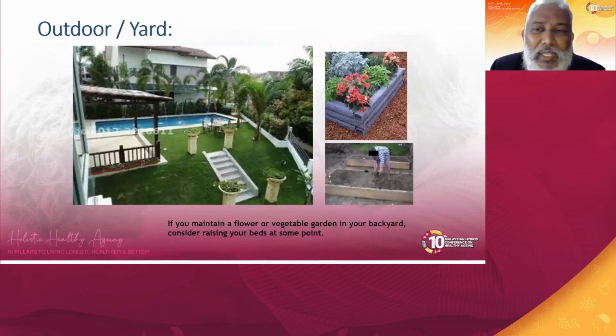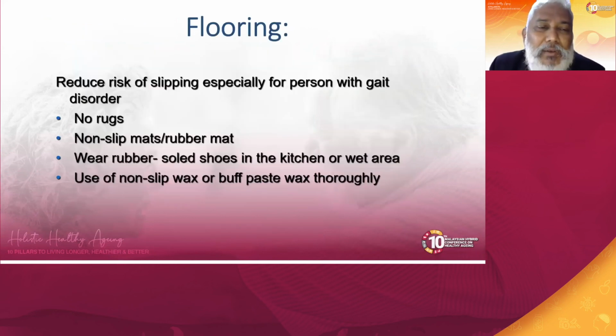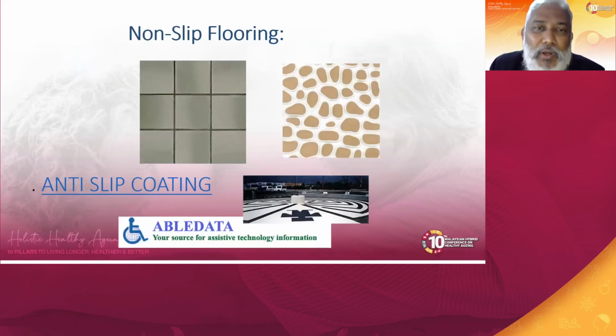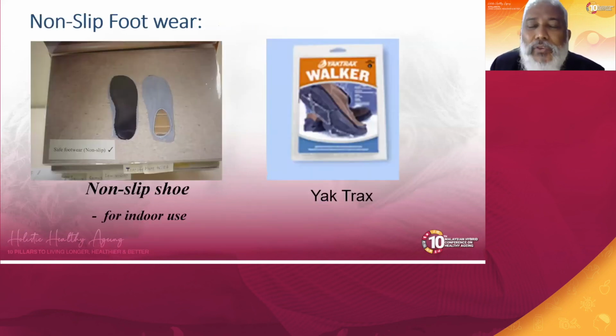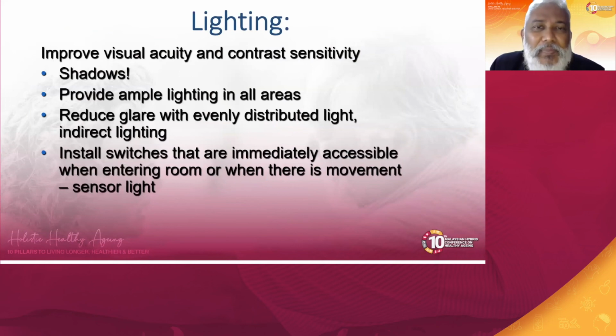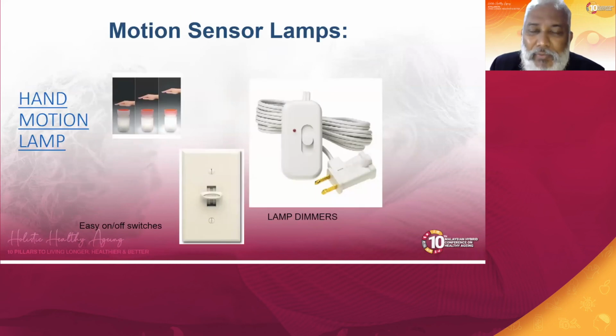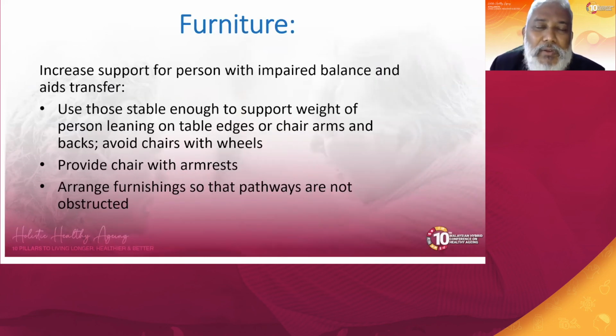Not only the indoors, we need to talk about outdoors also, the outdoor safety, whether it's even ground and so on. So the flooring must always be checked thoroughly so that the patient is confident to walk around. You can use non-slip flooring and anti-slip coatings as well, or use proper non-slip shoes or other non-slip types of footwear. Lighting is very, very important. No shadows, provide ample lighting, and also sensor lamps, so you don't need to switch on or off. It just identifies your movement and turns on and off automatically.